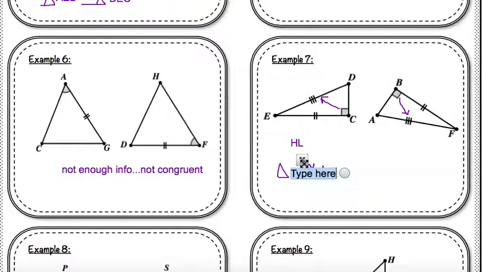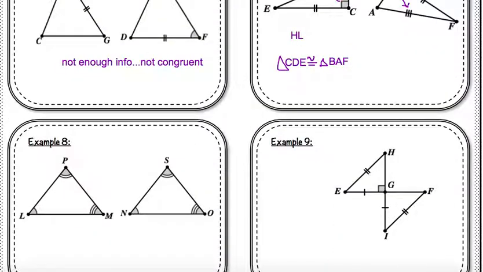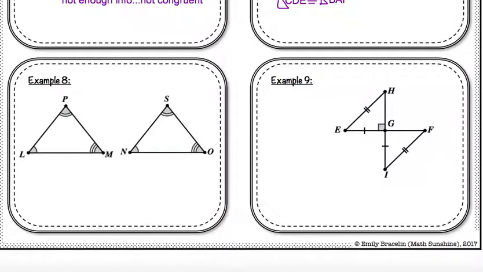Okay, and I'm going to say that triangle CDE is congruent to triangle BAF, because angle C has a right angle and so does B. Angle D is this wider acute angle and so is A. And the last one is E, this really small acute angle, and that's F. It matches up with F. They're corresponding angles. All right, we have 2 more examples.